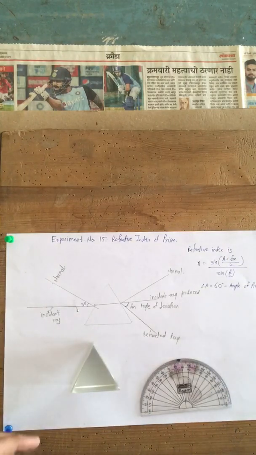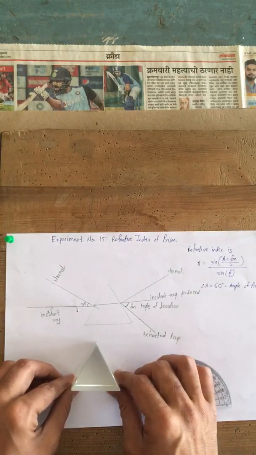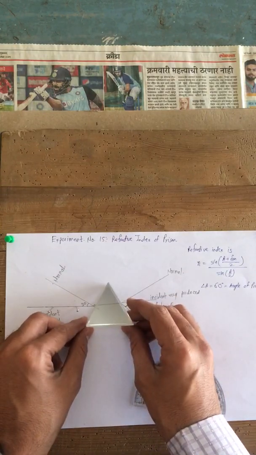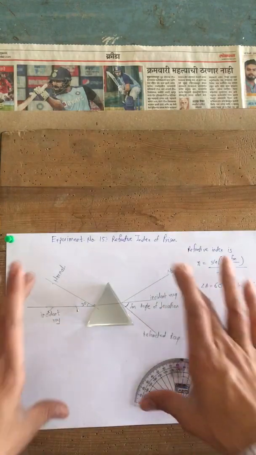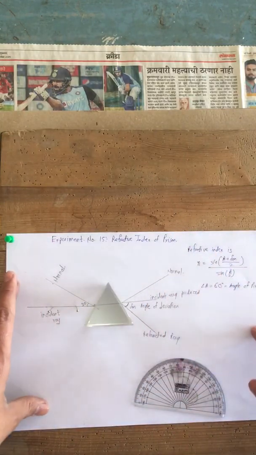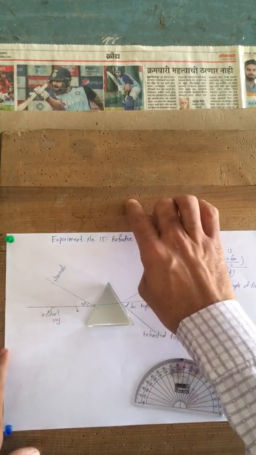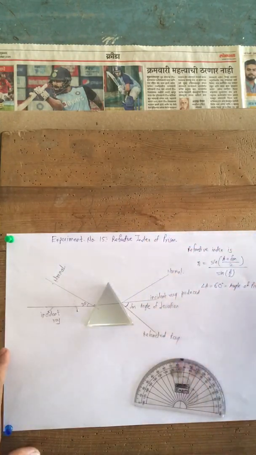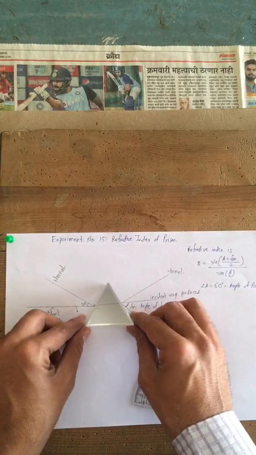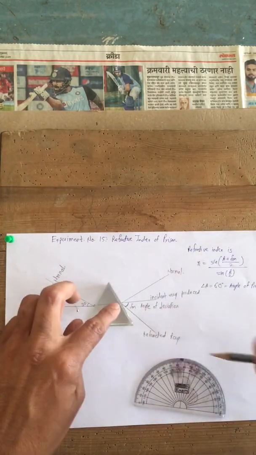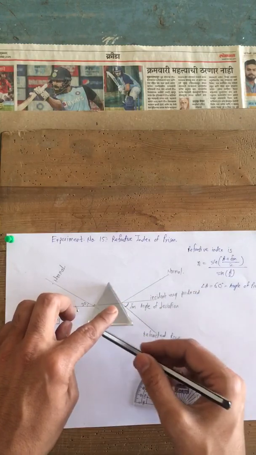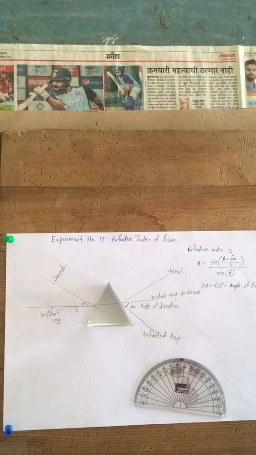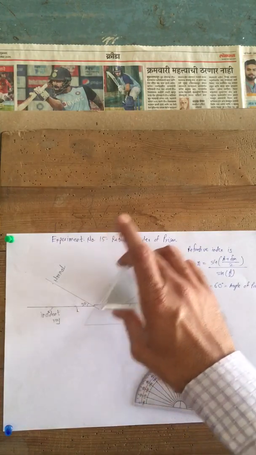So for that we have a prism. This paper is affixed on a drawing board with the help of pins, and then put the prism on the paper like this, and with the help of a pencil draw the outline of this prism, which I have already drawn. Okay. Then remove the prism.